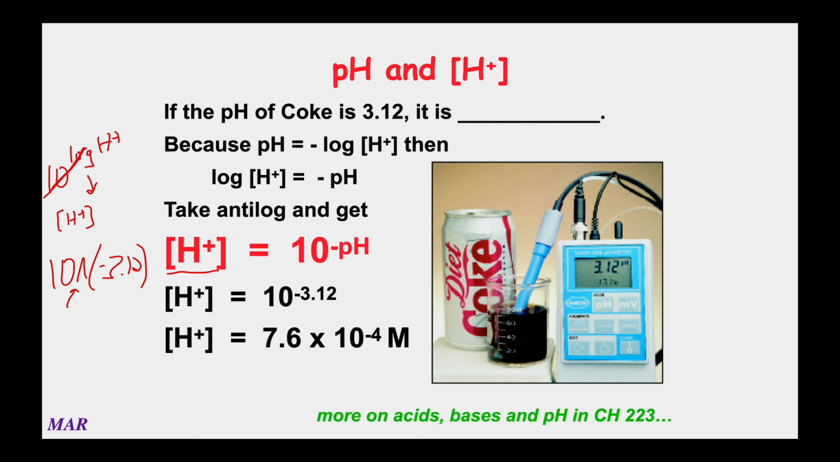We're going to do a lot more with acids, bases, and pH in Chem 223. But for right now, this will at least give you an idea. And it introduces the idea that pH can tell you quickly what an acid or a basic solution is. Chemists don't want to go around and say, well, my solution is 7.6 times 10 to the minus 4. Too many syllables. Chemists are lazy. So if we say our pH is 3.12, instantly you know, okay, that's acidic, less than 7, et cetera. So it's a very handy thing for chemists to know how to do.